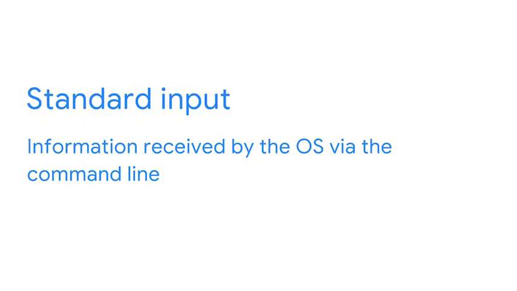Let's explore standard input, standard output, and the error messages in more detail. Standard input consists of information received by the OS via the command line. This is like you asking your friend a question during a conversation. The information is input from your keyboard to the shell. If the shell can interpret your request, it asks the kernel for the resources it needs to execute the related task.